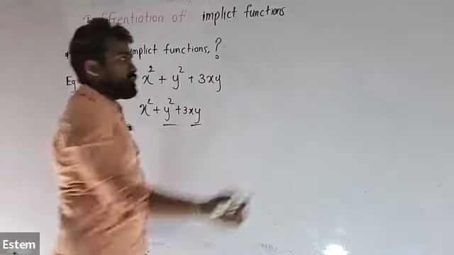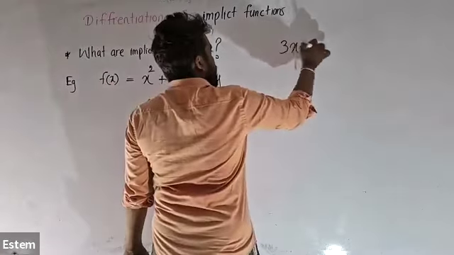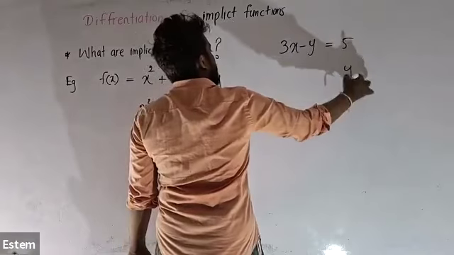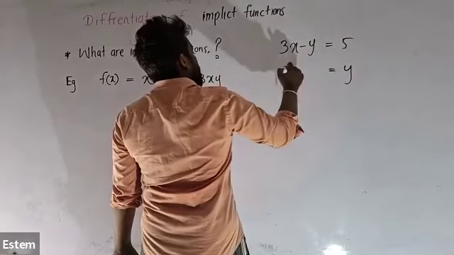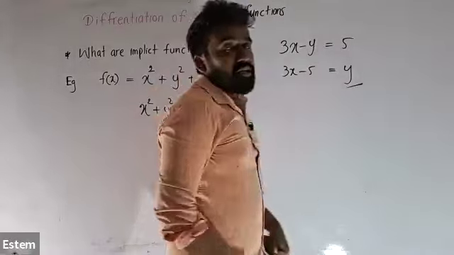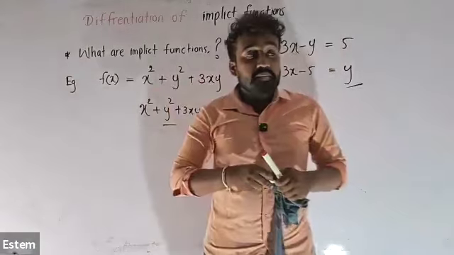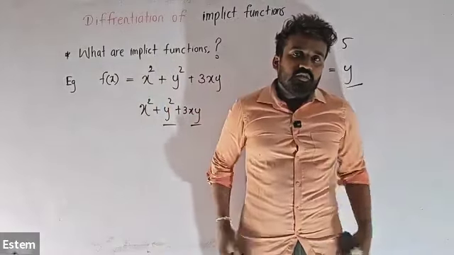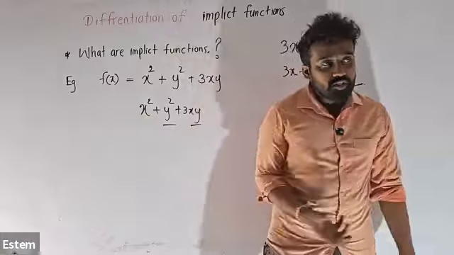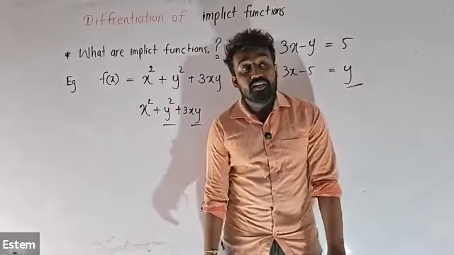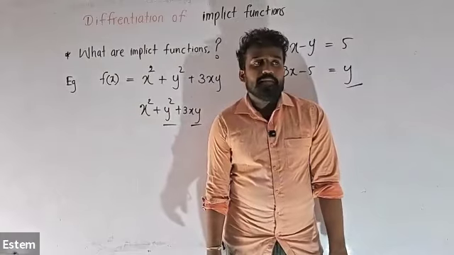If this is 3x minus y equals 5, we can isolate y. We can move the minus 5 to the other side, and it is 3x minus 5. We can make y the subject. There are some functions where we can't isolate y easily.